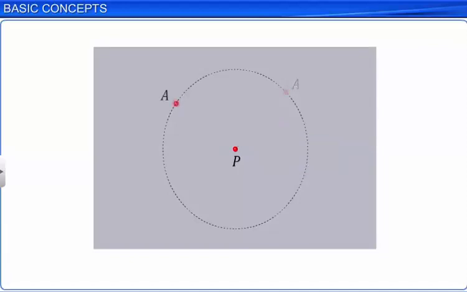But it has no fixed direction. We say that distance PA is 10 centimeters.